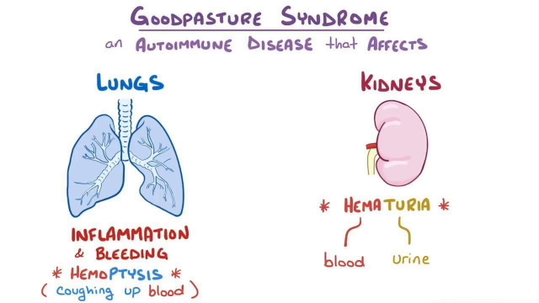Management: glucocorticoids plus cyclophosphamide plus plasmapheresis. Think Goodpasture's. G, glomerulonephritis, which is rapidly progressive. P, pulmonary hemorrhage and hemoptysis.